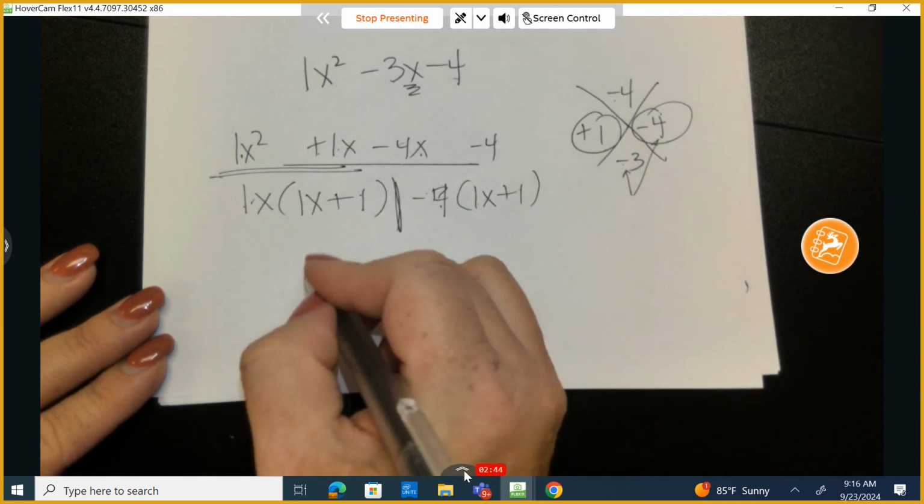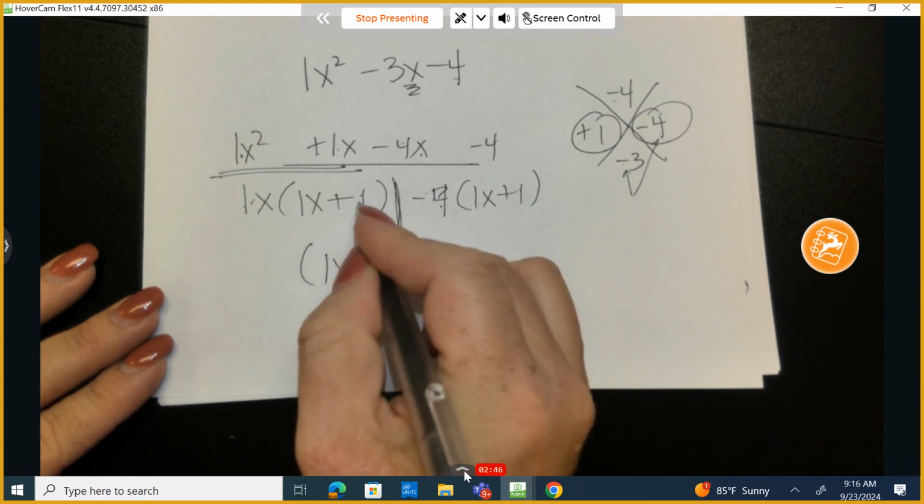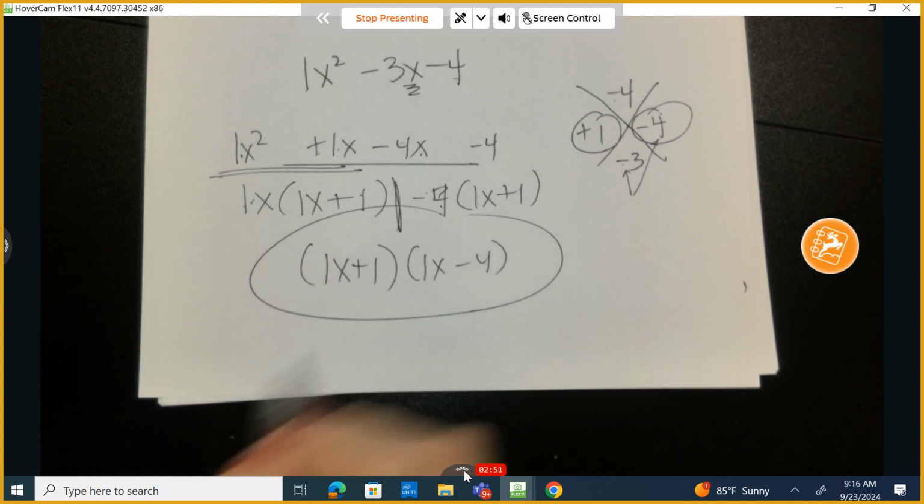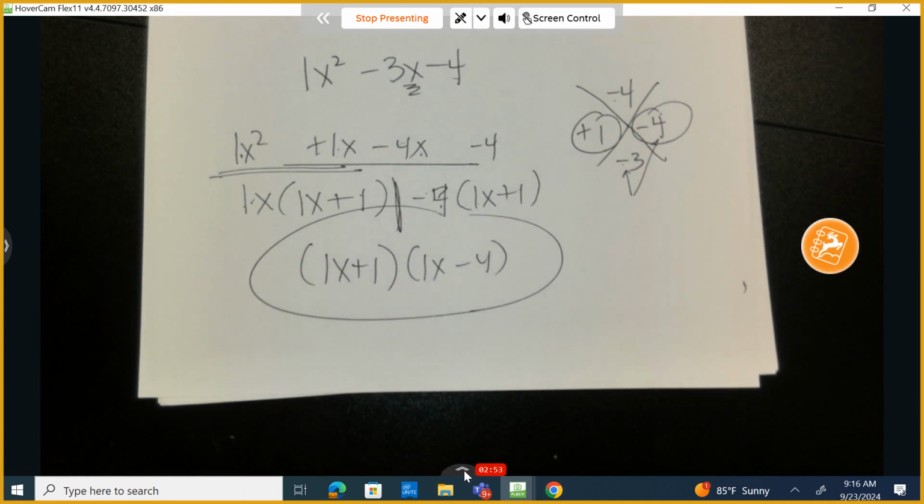I have a front and a back. They both contain a 1x plus 1. In front of the first is 1x. In front of the back is a minus 4. This is the same as x plus 1 and x minus 4.